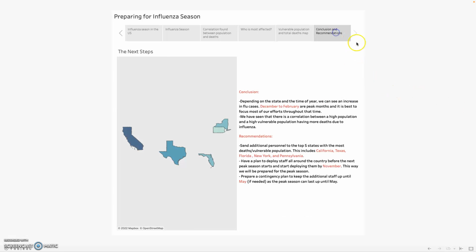Moving on to the final slide, of conclusion and recommendations. Depending on the state and the time of year, we can see that there is an increase in flu cases. Like I said earlier, December to February are the peak months, and it is best to focus most of our time and efforts throughout that time. We have seen that there is a correlation between a high population and a high vulnerable population having more deaths due to influenza.